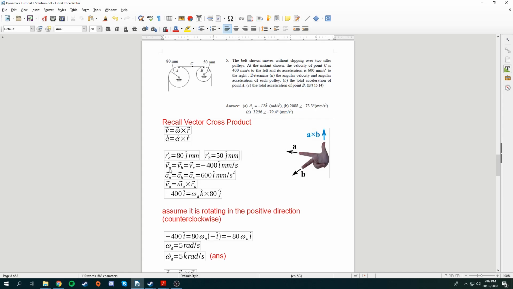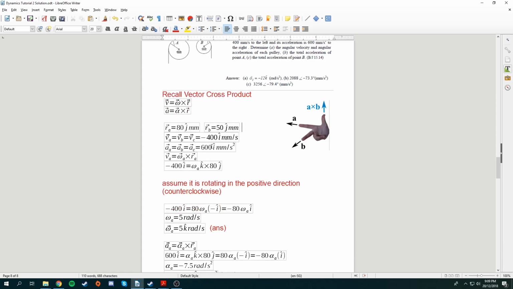Then I also write down the relationship between the velocity of A, B, and C, which is the same, and it is negative 400 mm per second. I take left as negative and right as positive. That's why it's negative 400, because over here it says the velocity of point C is 400 mm per second to the left. Left would be negative and right would be positive. And the acceleration of A, B, and C would be 600 in the i direction.